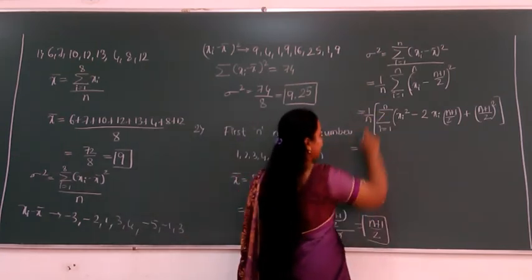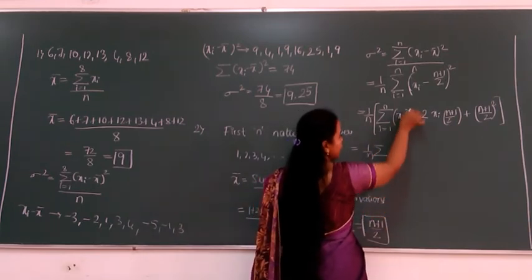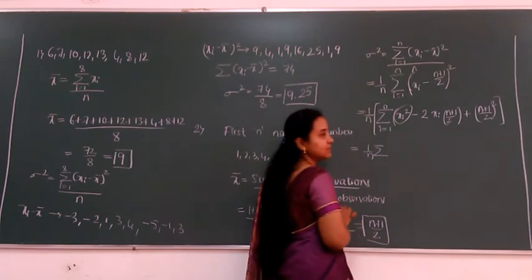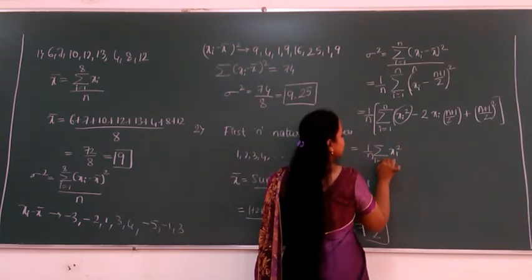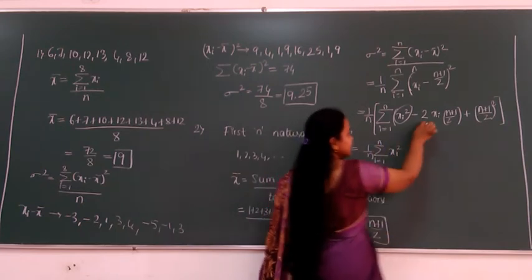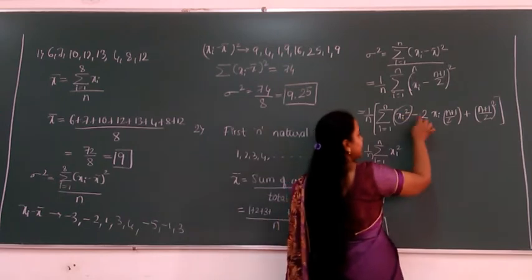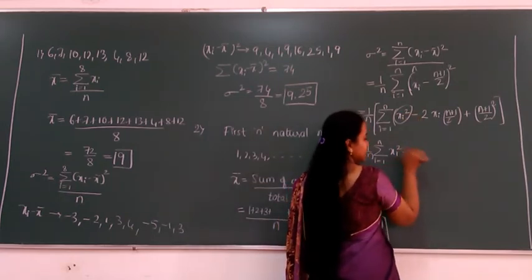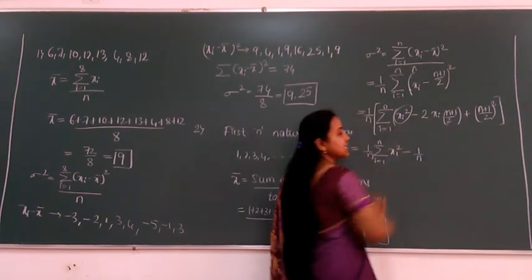By n we will multiply, 1 by n into summation. First we will apply the summation to this term. It is the summation of xi square, where i goes from 1 to n. Next, this is our second term. We multiply by 1 by n and even apply the summation. So it is minus 1 by n into. Why did I write minus? Because here minus is there, right?